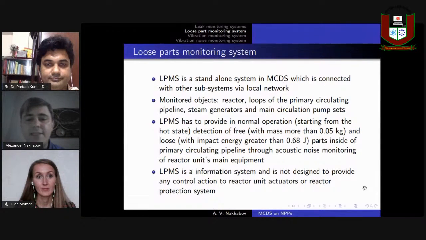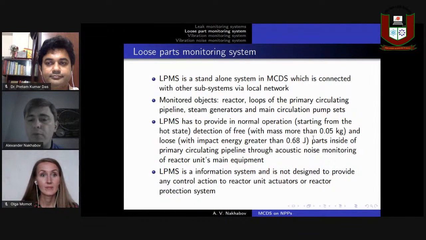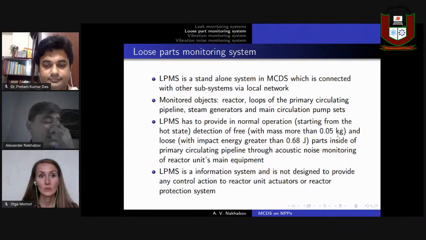You see on this slide some thresholds. In this case, we are talking about thresholds for mass. The system should find objects with mass more than 0.05 kilograms. Actually, it means more than 50 grams. So lighter objects can be undiscovered.